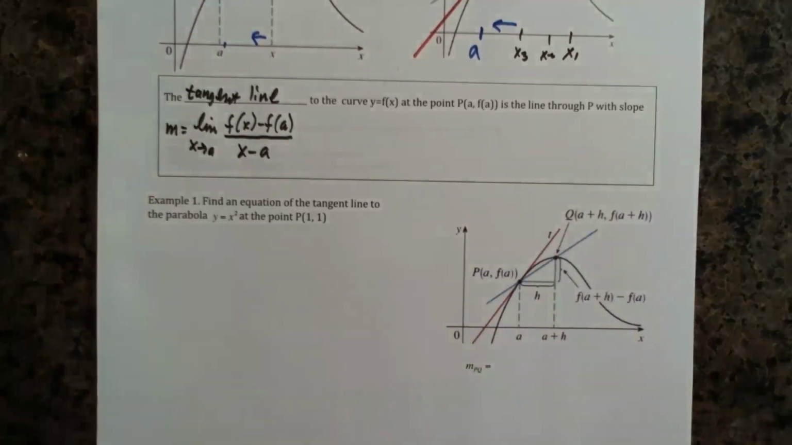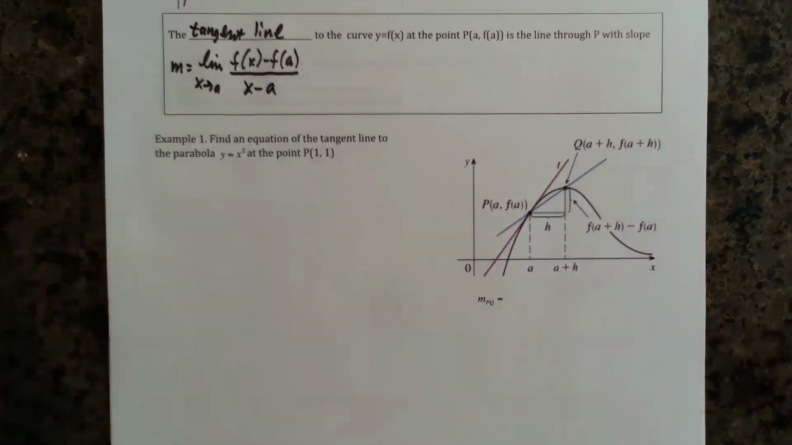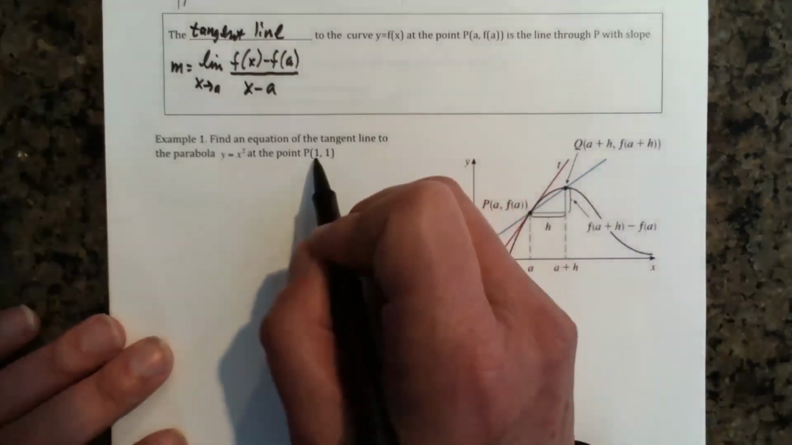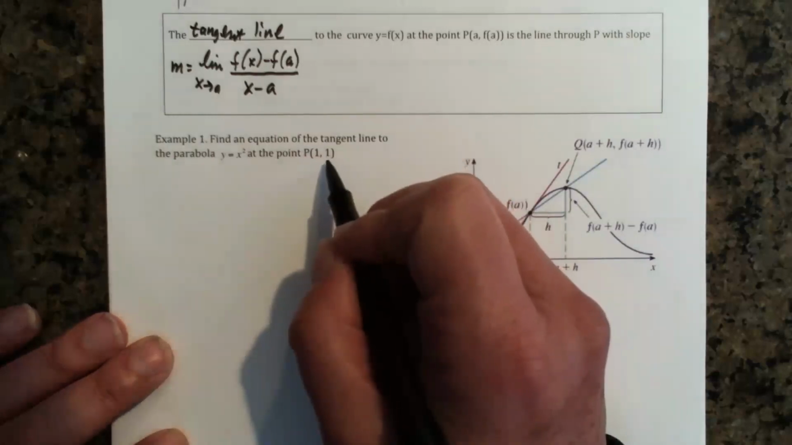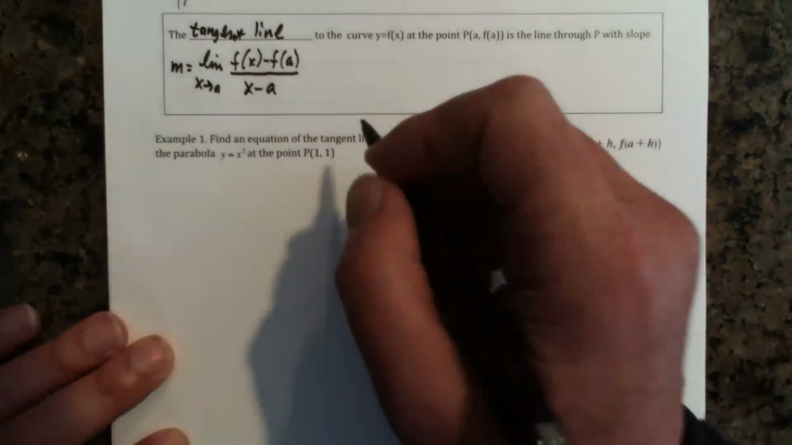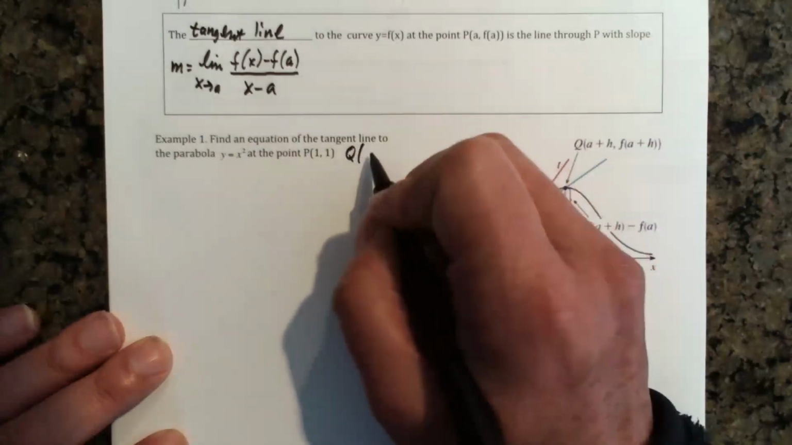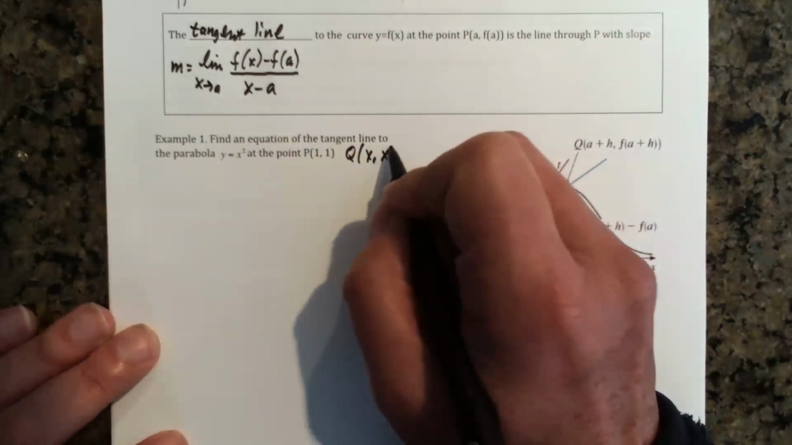And let's talk about that formula with our example here. Find the equation of the tangent line to the parabola y equals x squared at the point 1, 1. Now, I want to point out this is my a, the 1 there. And when I plug in a into here, 1 squared is 1. That's where that 1 comes from. Now we're going to compare this to the generic point x, f of x, which in this case is x squared.